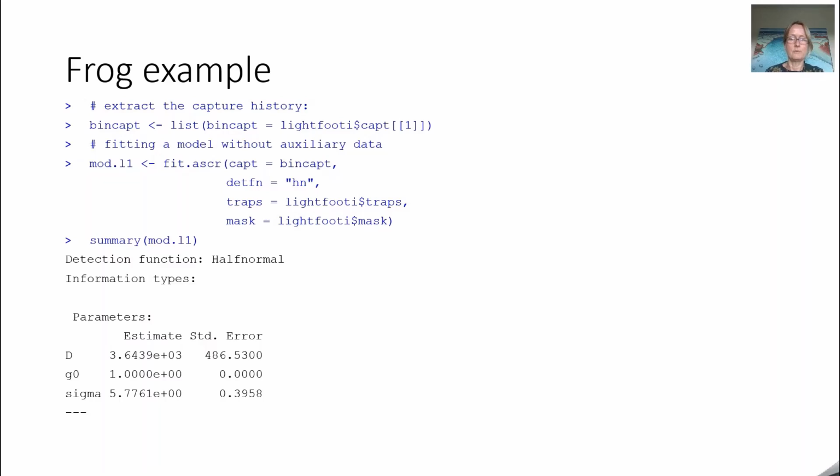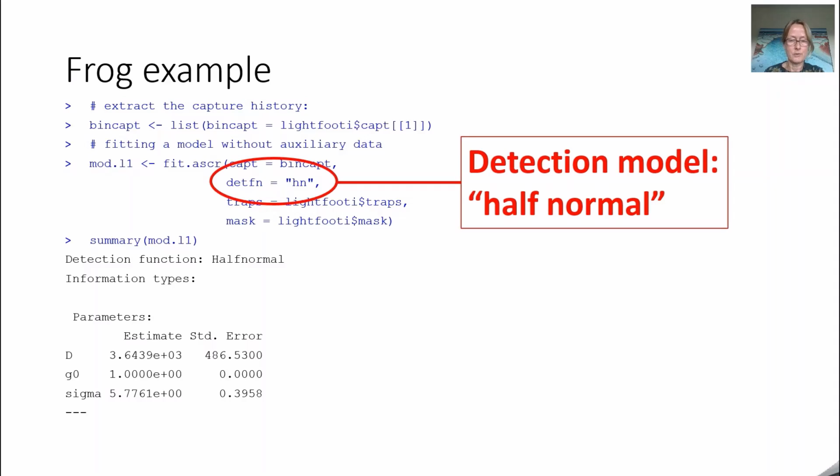In the first step, we extract the capture history from the data object. Otherwise, the functions are set up to use signal strength and time of arrival as well for model fitting. We fit the model with the ASCR function fit.ascr as before, but this time notice that I have specified a different argument. This is where you specify the function for your detection model. We've only looked at one model so far, the half-normal model with parameter sigma. This is the default model in ASCR, and if you leave this argument out, like we've done before, it will automatically use the half-normal function. I just wanted you to be aware that you have the option to change it here.